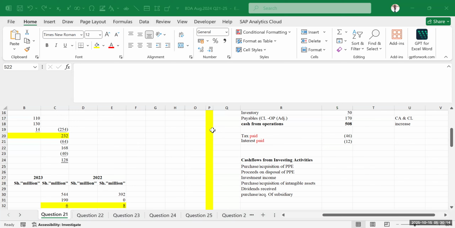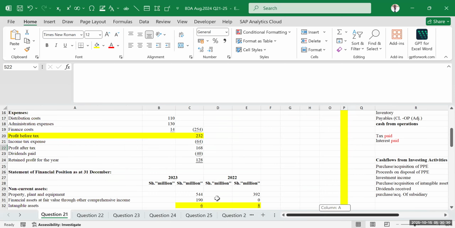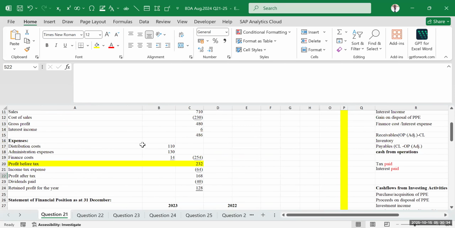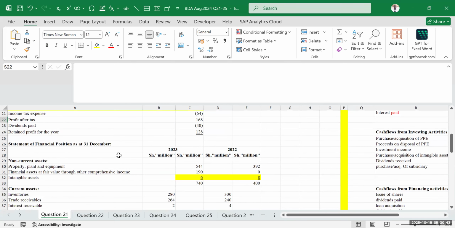I want us to see and ask ourselves if there is any adjustment affecting those two elements. Yes, there was a finance cost of 6 something. There was some interest paid of 6 shillings. Some finance cost of 6 shillings. That's okay. That's what I was going to, so that we get to see if there is any other adjustment that we need to do.